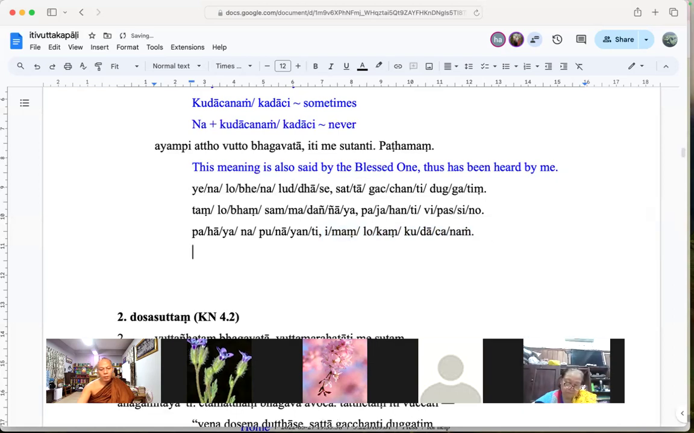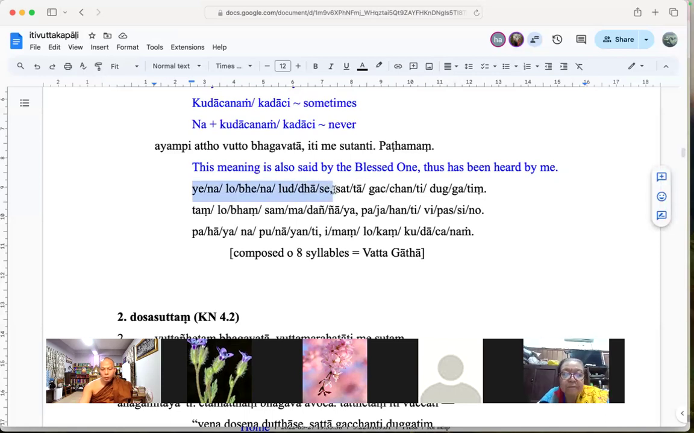So now basically this stanza, we can say, is composed of 8 syllables. So that is called the Vada stanza type, Vada stanza or Vada gata. Okay, so all of these together are 6 lines here. Mostly 4 lines, sometimes 6 lines, and sometimes 8 lines also.